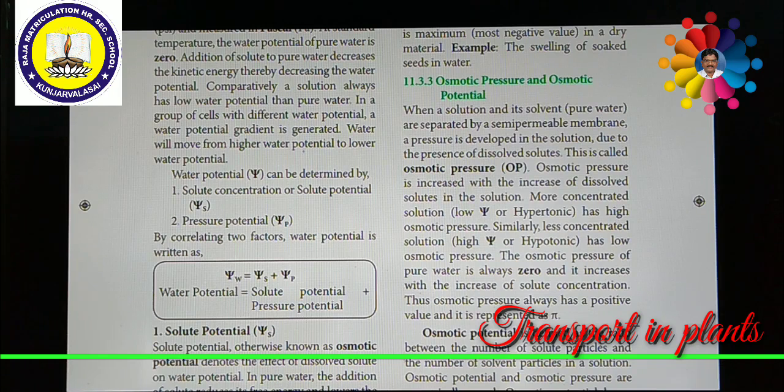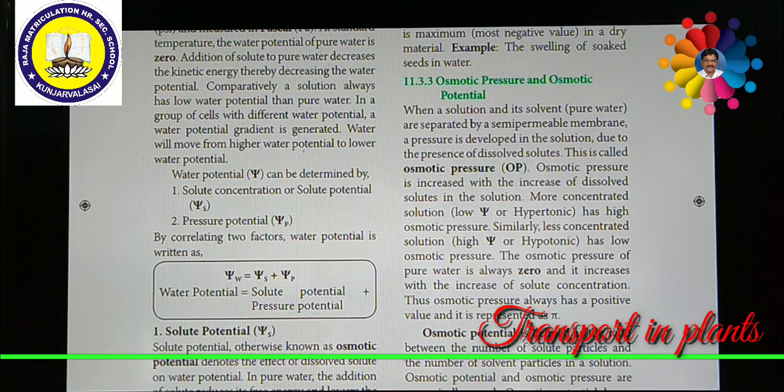When a plant cell is placed in pure water, that means it is in a hypotonic solution. If you drop a plant cell in pure water, what will happen? Inside the plant cell, a greater amount of salt solution, the cell sap, will be there. But outside is pure water, so the outer side is hypotonic and the inner side is hypertonic. So water molecules move from outside to inside, and that is called endosmosis.